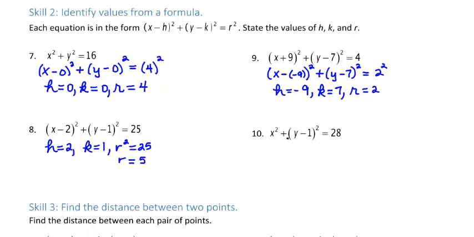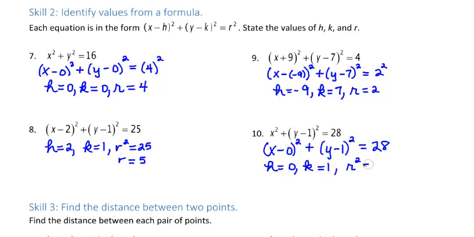Number 10 is x squared plus y minus 1 squared equals 28. Well, there is no number subtracted from x, so we can say that's x minus 0 squared plus y minus 1 squared equals 28. We'll deal with that in just a minute. So h is 0, k is 1, and r squared is 28. So to find r, we find the square root of 28, but 28 is 4 times 7, so r is simply 2 square root of 7.